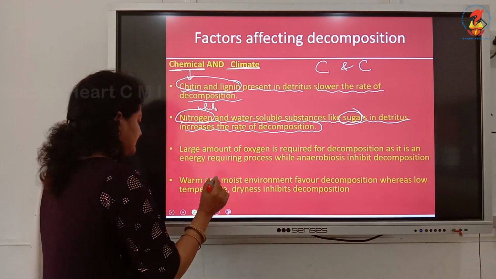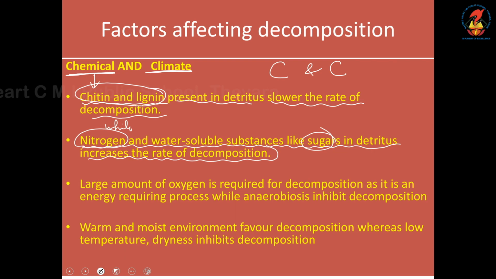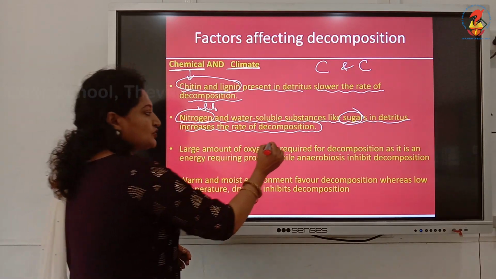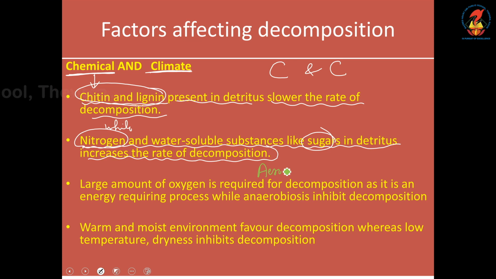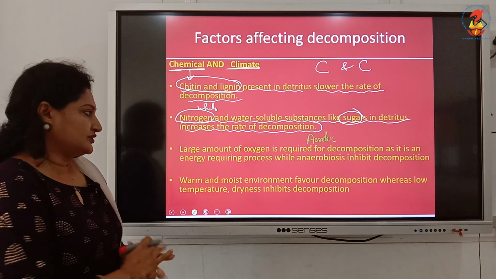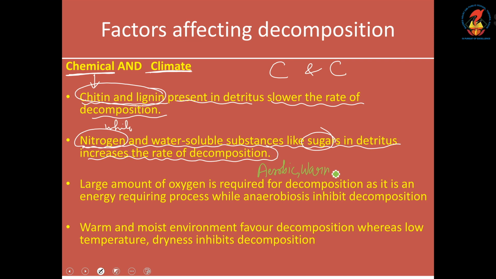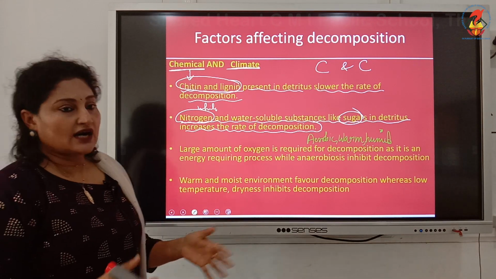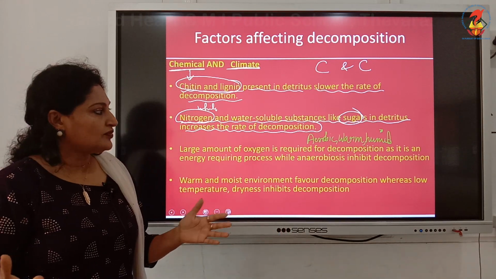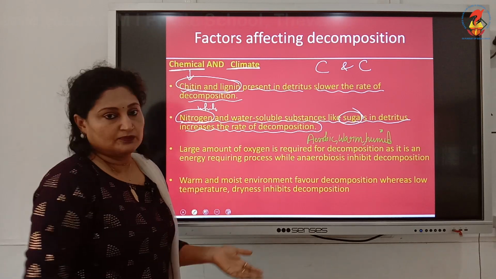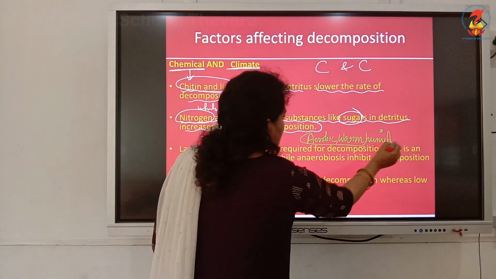Now climatic conditions. For favoring decomposition, the climate should be an aerobic climate. What is aerobic climate? Climate with abundance of oxygen. It should be aerobic, it should be warm, as well as it should be humid or moist. The tropical climate is warm, humid and aerobic, so it favors decomposition. So these are the climatic factors which favor decomposition.